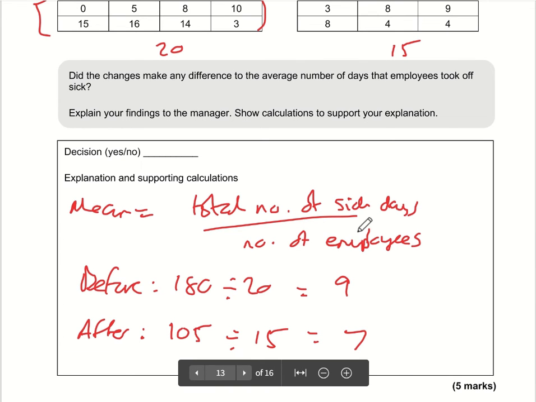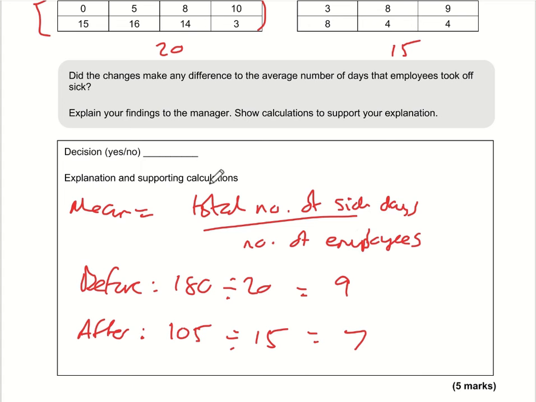So did the changes make any difference to the average number of days? Well, the decision is yes. The mean went down from 9 to 7.